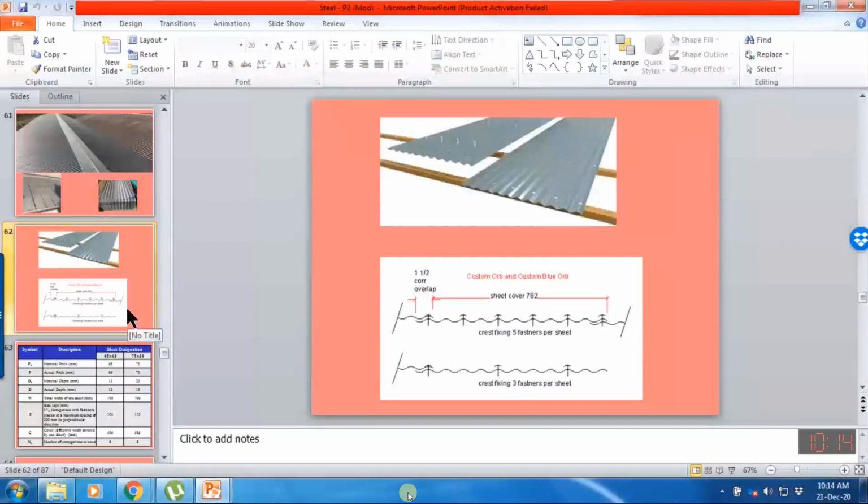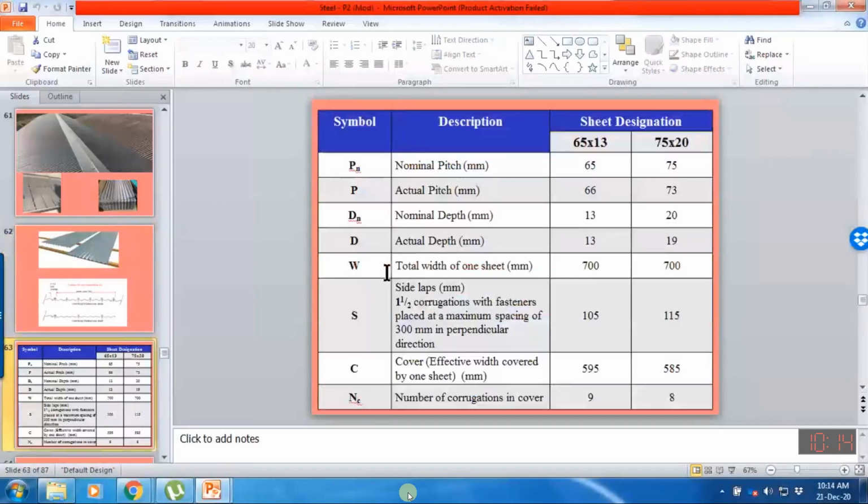And along this direction, to cover the side lab, along the length of the sheet direction, what should be the spacing of the ordinary bolt? That is 300 millimeter, which is given. So you can directly write down the same value, or in the summary you can simply write that the side lab is closed with ordinary bolts with spacing not more than 300 millimeter. So what you can do is divide the total length. For example, here, the example that we have solved.